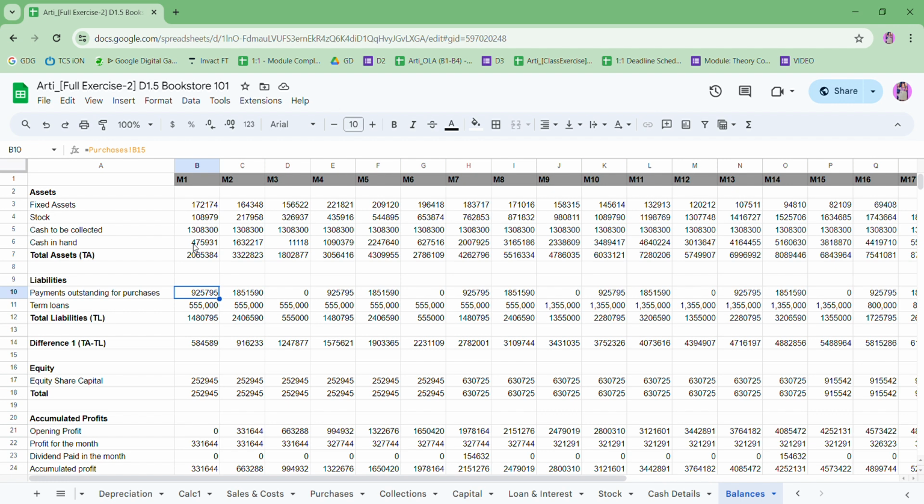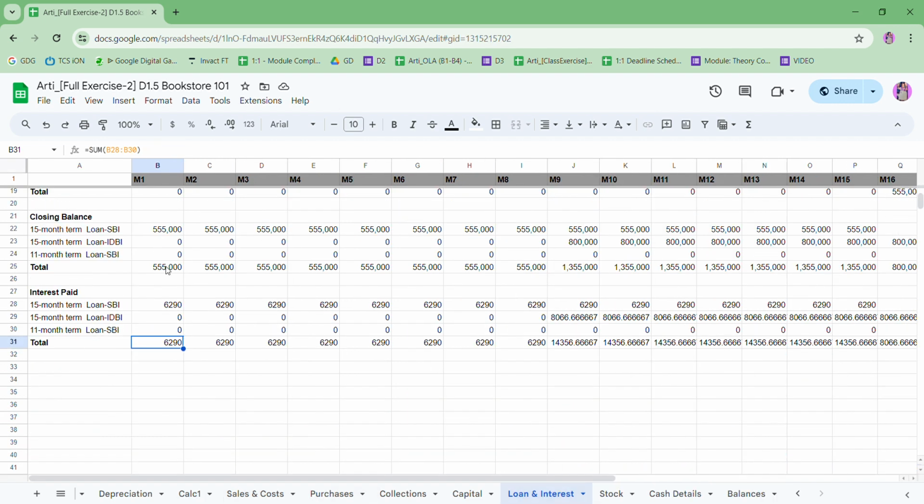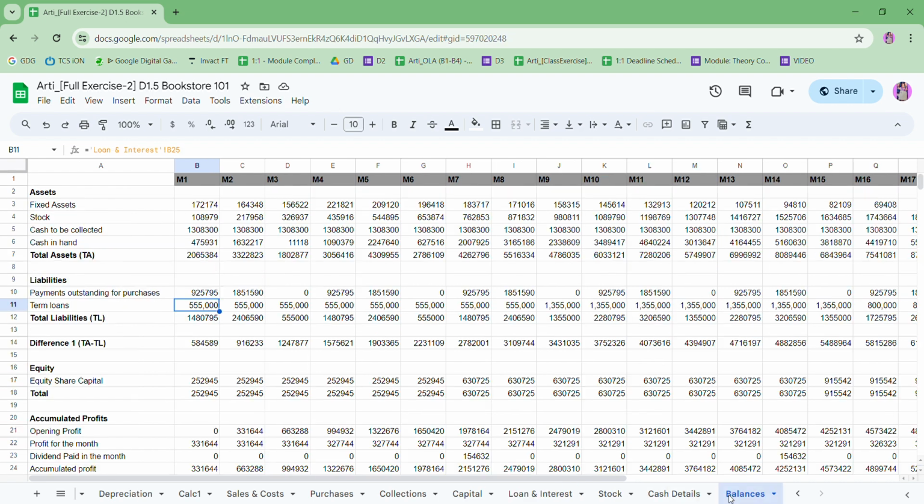In that way, liabilities have also been referenced with the purchases, payment outstanding for purchases, and term loan with the interest and loan and interest B25. You can see here term loans B25. This is the closing balance. So we have provided the reference so that we can get our total liabilities.